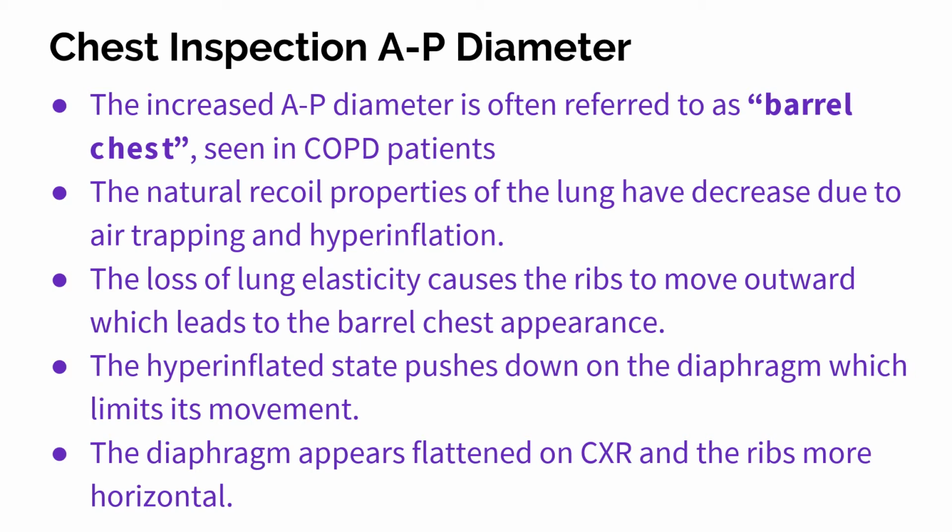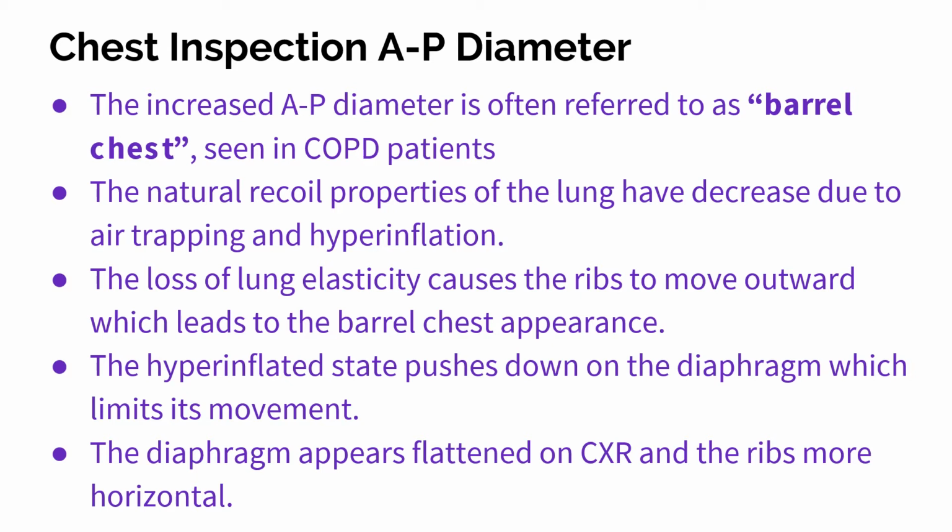So again, the increased AP is generally referred to as barrel chested. What's happened here is that the natural recoil properties of the lung have decreased. They're no longer able to recoil like they're supposed to due to the air trapping that develops. The hyperinflation, the overdistension of the lung tissue, ends up trapping that air, and so they no longer recoil, and the muscles and rib cage tend to move outward. As the loss of lung elasticity happens, the ribs move outward, which then leads to that barrel chest.